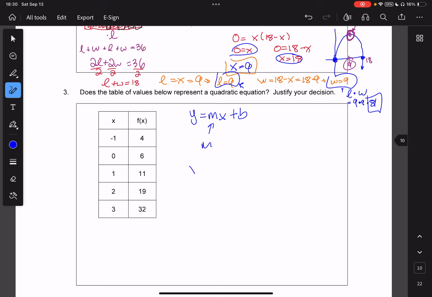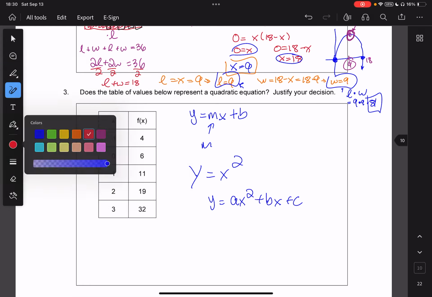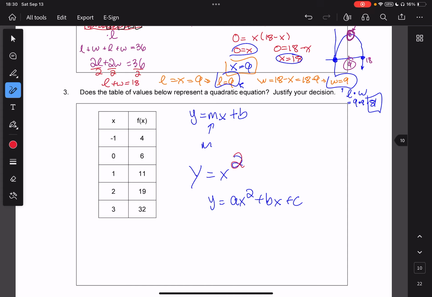However, quadratic equations, remember, are going to be in the form ax squared plus bx plus c. There's always going to be the x squared. So we need to figure out if the slope is the same, and if it is, then it's linear. If the slope is not the same, then it's going to be quadratic.